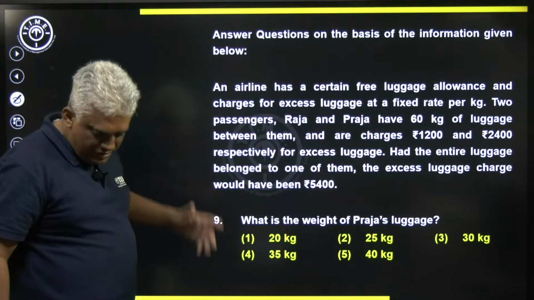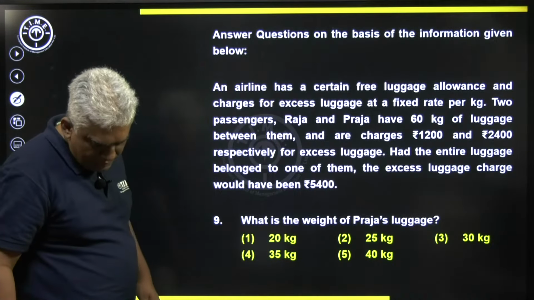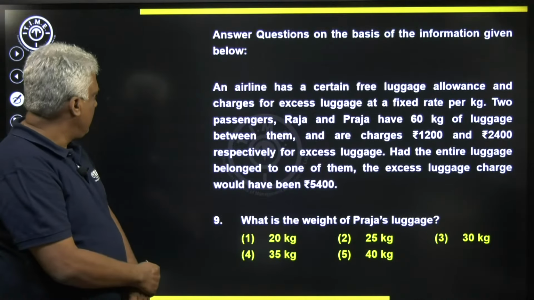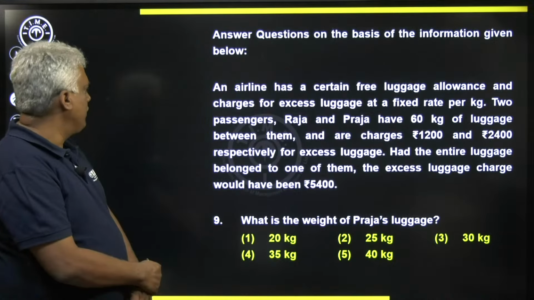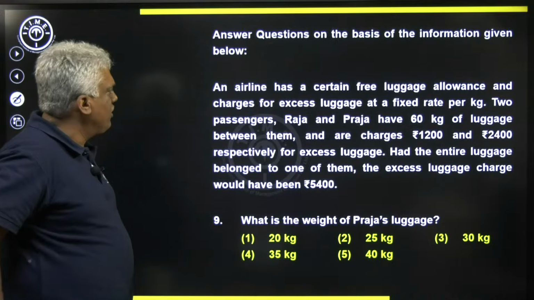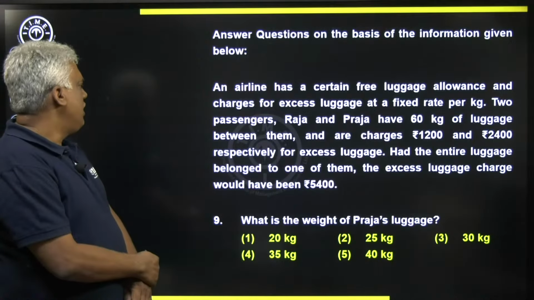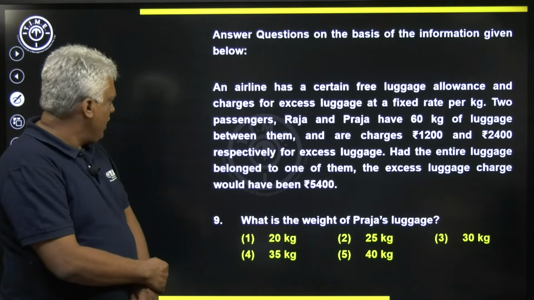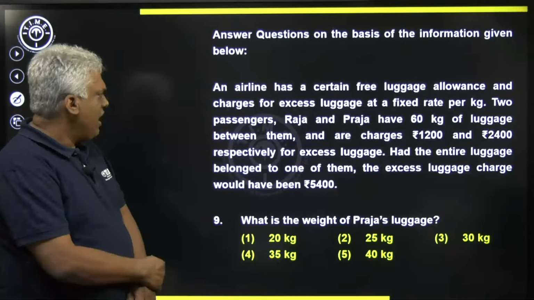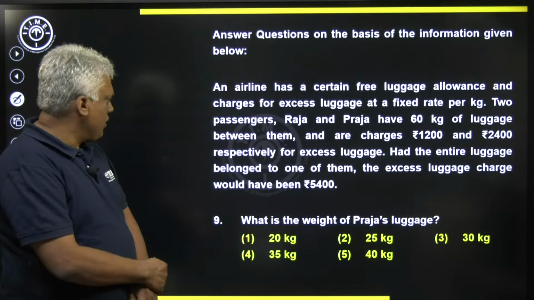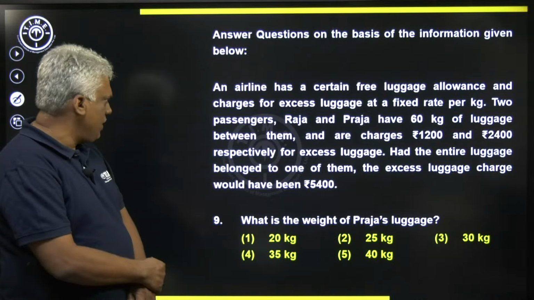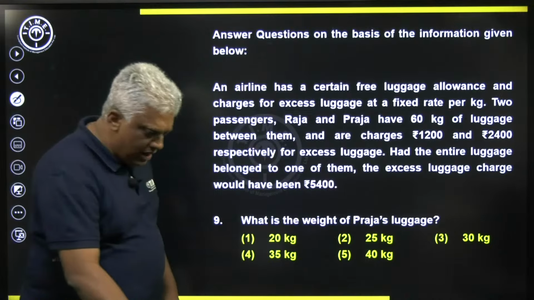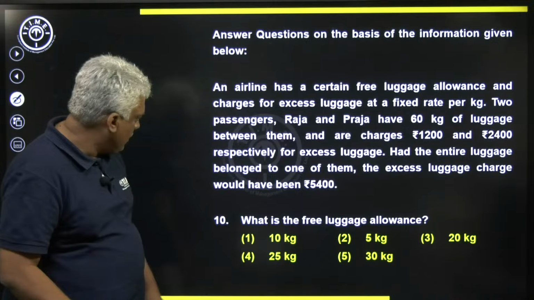Again, there are two questions here, guys. An airline has a certain free luggage allowance and charges for excess luggage at a fixed rate per kg. Two passengers, Raja and Praja, have 60 kg of luggage between them, and are charged 1200 and 2400 respectively for the excess luggage. Had the entire luggage belonged to one of them, the excess luggage charges would be 5400. What is the weight of Praja's luggage, and what is the free luggage allowance?